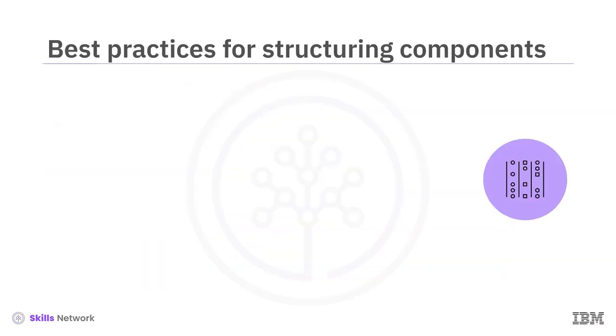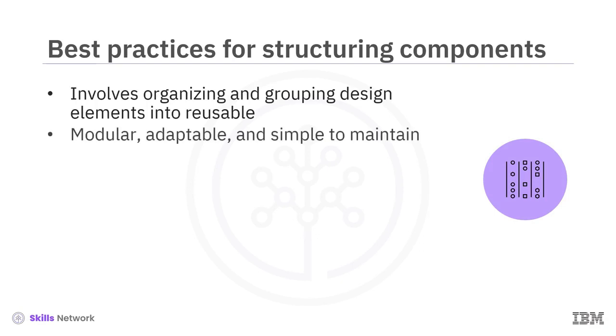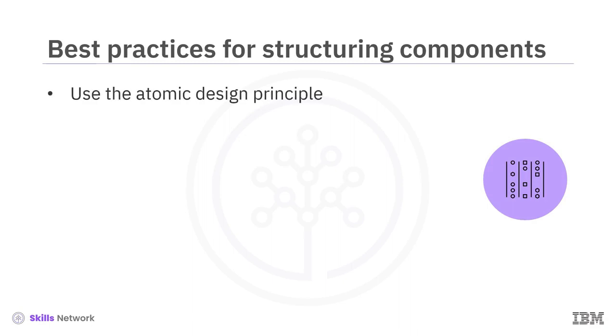Structuring components in Figma involves organizing and grouping design elements into reusable components. The process assists in developing a design system that is modular, adaptable, and simple to maintain. The following are the best practices for structuring components in Figma. Use the atomic design principle supported by Figma, which involves breaking down a design into its smallest components, such as buttons or icons, and building up from there to form a more complex design.